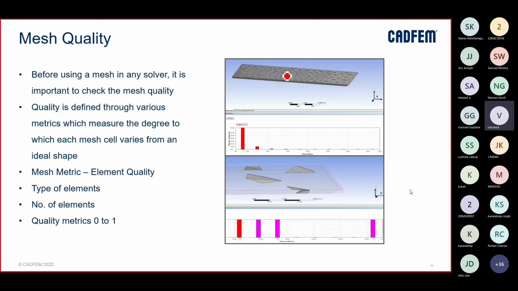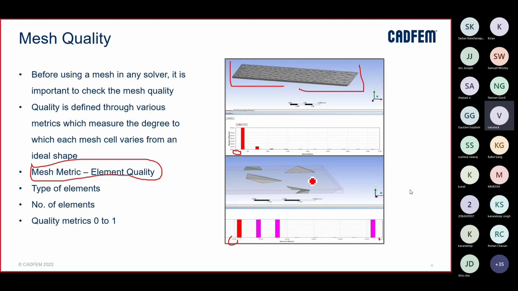Whenever you do some analysis, you have meshed some body. After that, you go to the mesh metric, and in the mesh metric you check the element quality. These graphs will be coming, showing in the range of 0 to 1. It starts with 0 and goes to 1. What do we mean by 0 and 1? 1 is nothing but the ideal shape of the element.